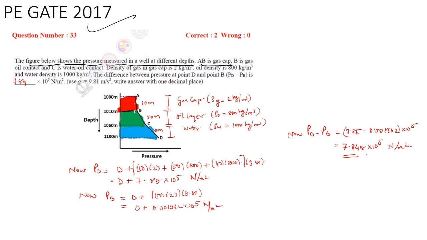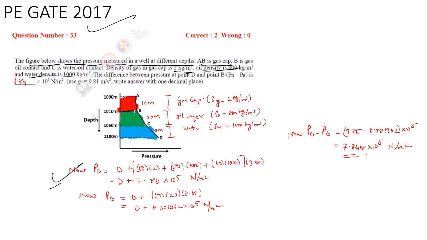Alright, let's move further. Density of gas in the gas cap is given as 2 kg per meter cube, oil density is 800 kg per meter cube and water density is given as 1000 kg per meter cube. We need to find out the difference between pressure at point D and point B. Again, this is a very simple numerical.